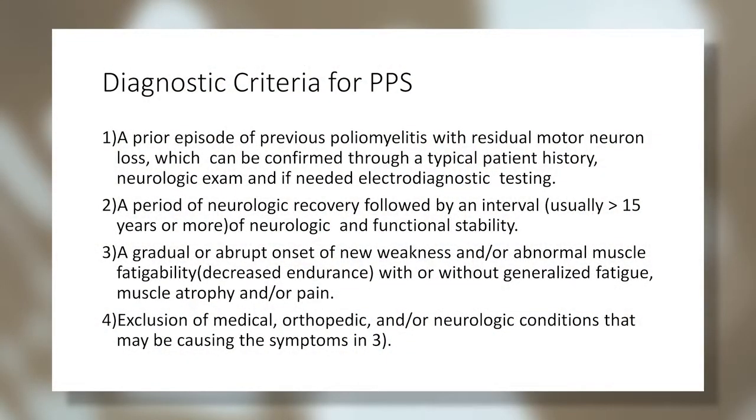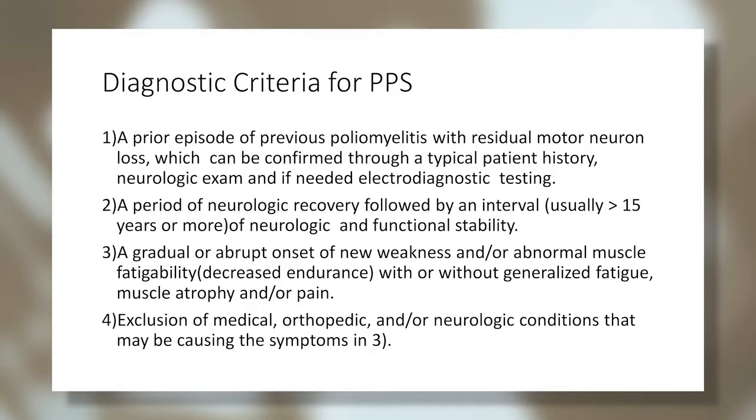Number one, again, you need to have a prior episode of previous paralytic polio with residual motor neuron loss that is confirmed through your typical patient history, neurological exam, and if needed, electrodiagnostic testing. Hopefully we'll have done that. Secondly, a period of neurologic recovery followed by a stable interval of at least 15 years.